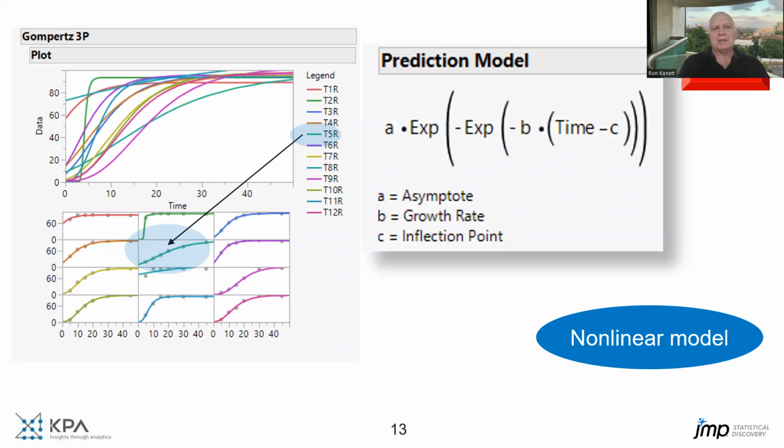If we move to nonlinear regression, this is in the specialized modeling, nonlinear models, and we fit a Gompertz 3-parameter curve. The T5R that I mentioned is now located, as you see, it's the fifth one. It will have 3 parameters: an asymptote, a growth rate, and an inflection point.